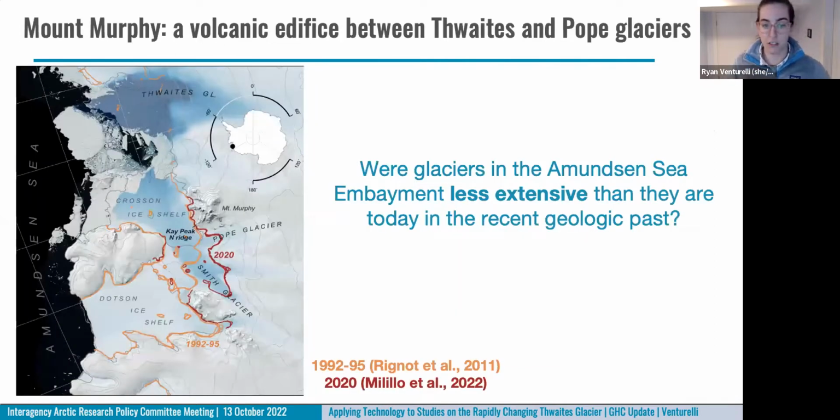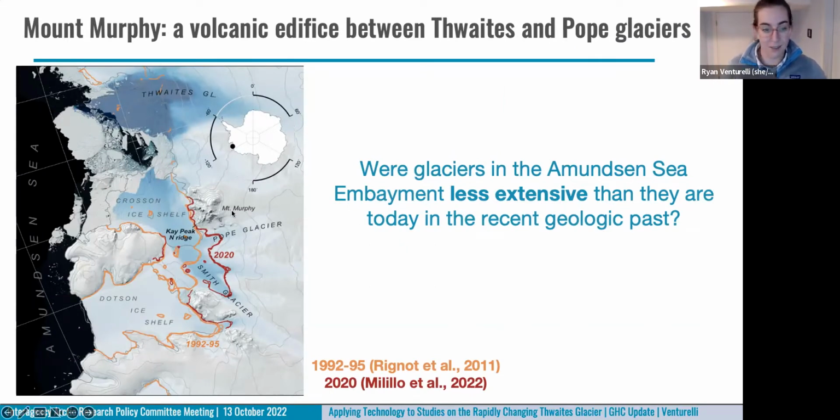So the big question that we are asking as part of GHC is, were glaciers in the Amundsen Sea embayment less extensive than they are today in the recent geologic past? And what were the boundary conditions that enabled recovery from that smaller or less extensive state in the last few thousand years?